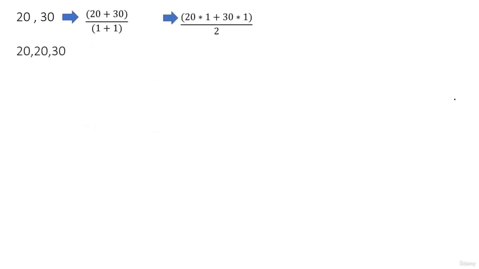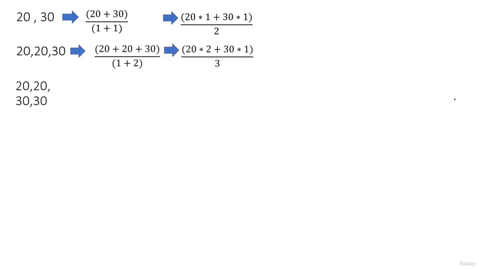Guys, for the next part, let's understand: the average of 20 and 30 is (20 plus 30) upon 2, which is basically 25. If you observe carefully, it's 20 into 1 plus 30 into 1, divided by 2. Now, suppose I have a group of 3 people. So the total becomes how much? 20 plus 20 plus 30. Basically 20 into 2 plus 30 into 1, divided by the total number of people, which is 3.